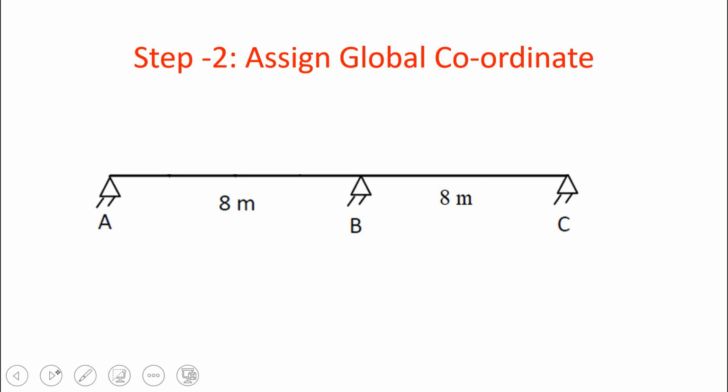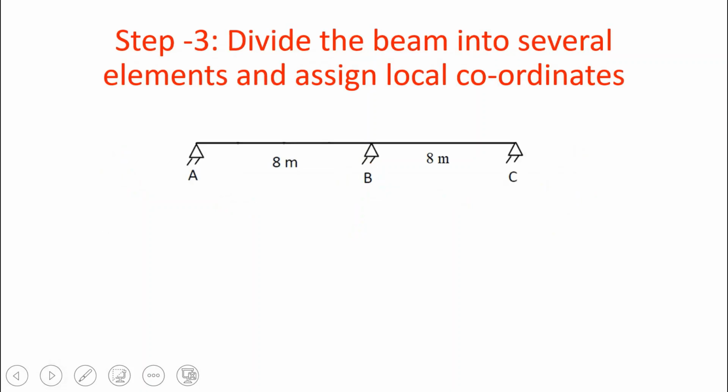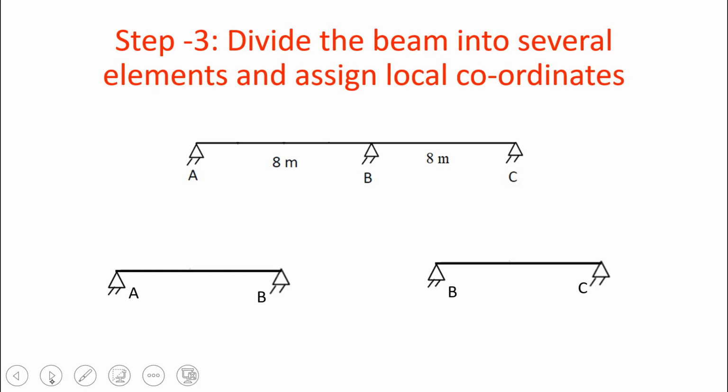Now moving to step number 2, that is to assign global coordinates. Here I am giving global coordinates only to those degrees of freedom. So I am giving 1 at A, second coordinate at B and third coordinate at C. So we are going to calculate the displacement due to moment at each support. And in third step, we will divide the entire beam into several elements. Here we have 2 spans, so I'm dividing the entire beam into 2 elements, AB and BC.